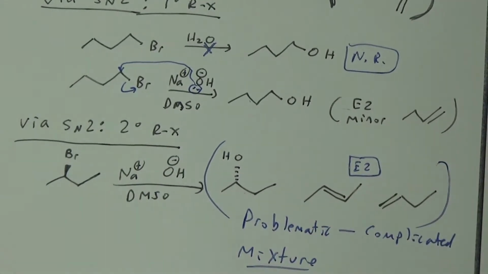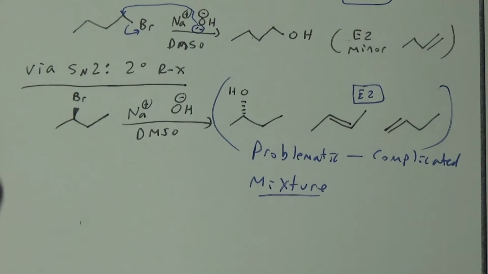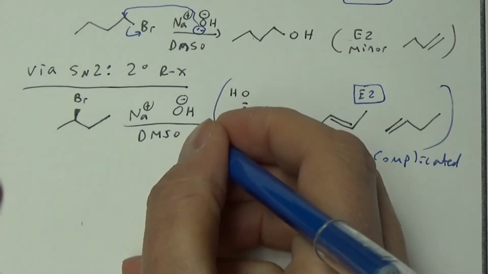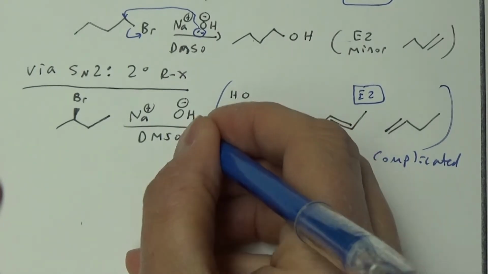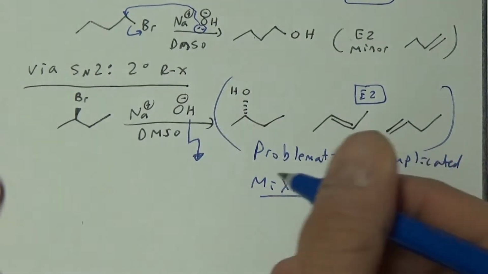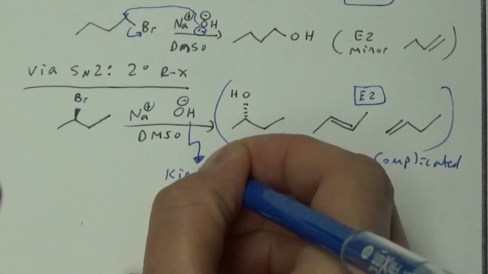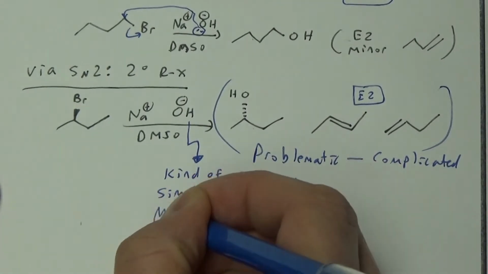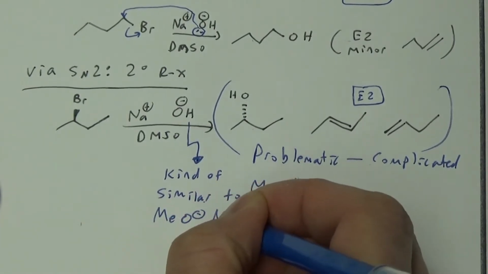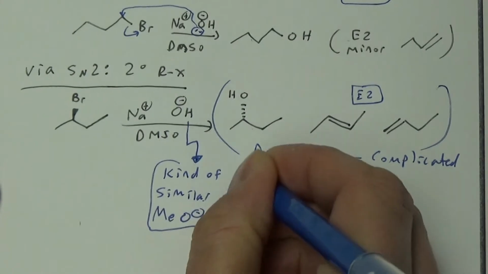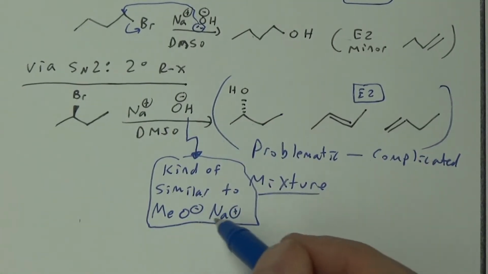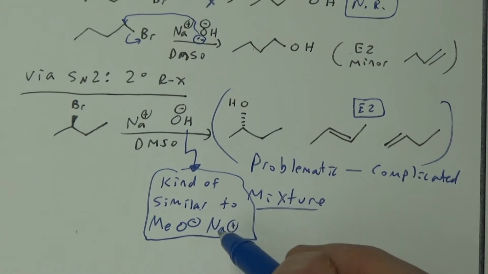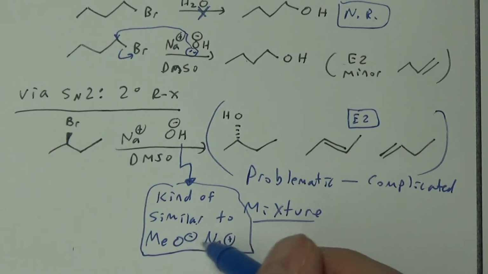Okay, and why is this? Is this completely new, or do we have any similarity to any of the other stuff we learned about? Because hydroxide is kind of similar to MeO minus Na plus or something like that. Do you remember, at the end of chapter 7, the last chapter, when we talked about methoxy and ethoxy and propoxy, we talked about when they would do SN2 and when they would do E2?